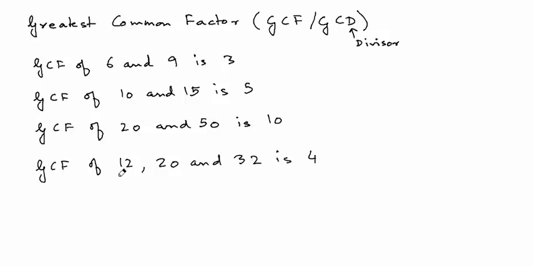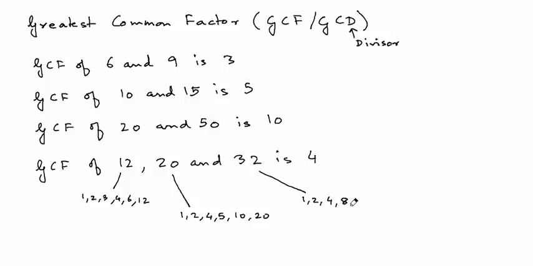So if we were to write down the factors of 12, we have 1, 2, 3, 4, 6 and 12. Similarly, the factors of 20 would be 1, 2, 4, 5, 10 and 20. And the factors of 32 are 1, 2, 4, 8, 16 and 32.